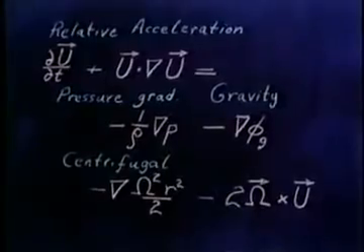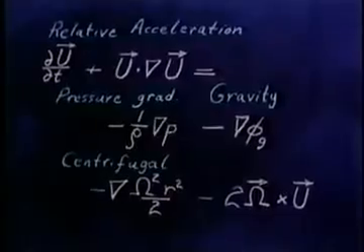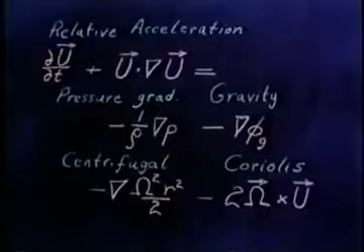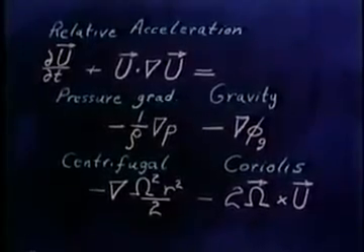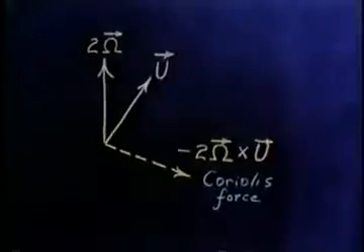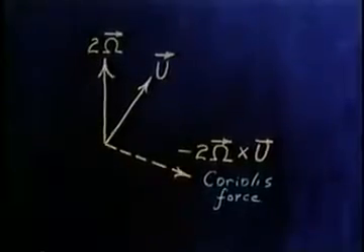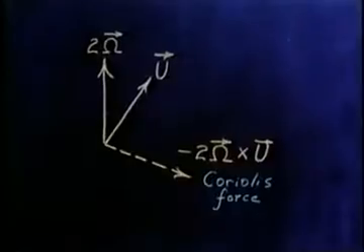One, the centrifugal force, depends only on relative position and can be combined with the gravitational potential. The other term is the Coriolis force, minus 2 omega cross u. The Coriolis force is directed to the right of the relative velocity vector u and is proportional to its magnitude. It is the Coriolis force that gives rotating flows their most peculiar properties.